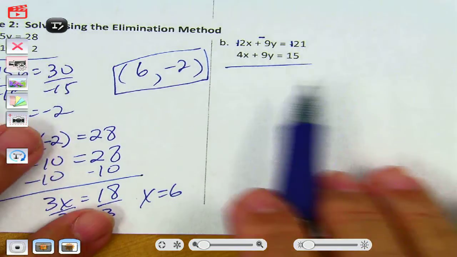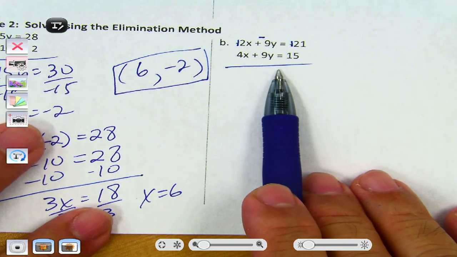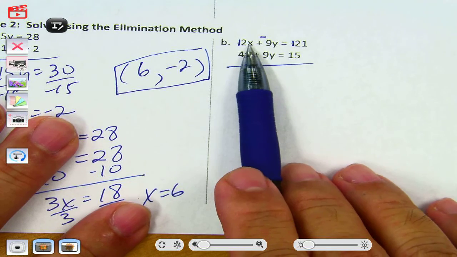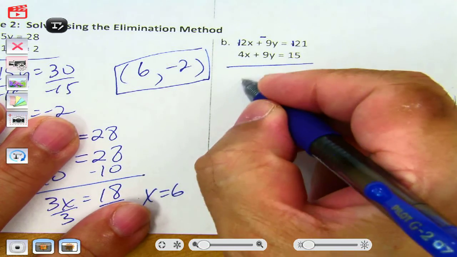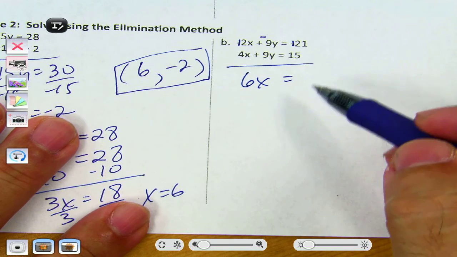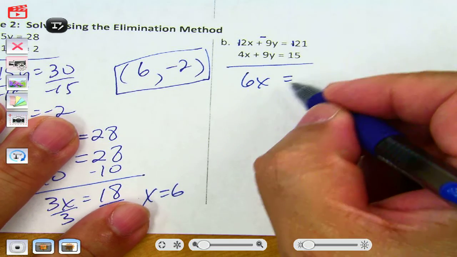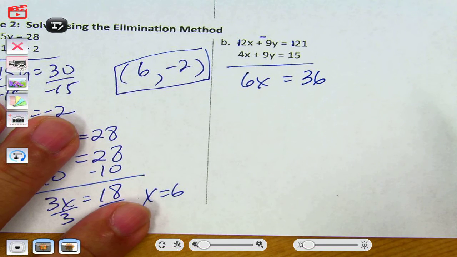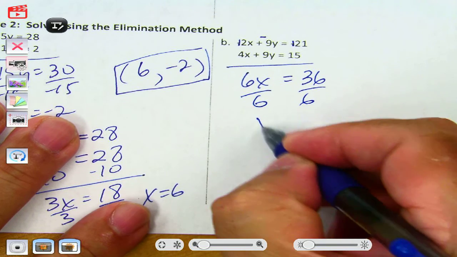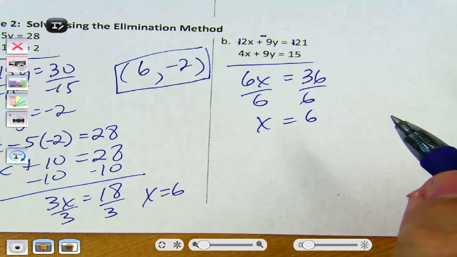So here, I have a negative 9 and a positive 9. Now they will cancel. Go ahead and add. So 2x plus 4x is 6x. The y's cancel, so I'm not going to bother to write that down. 21 plus 15 is 36. Divide by 6, and I get x equals 6. That's 2 in a row.